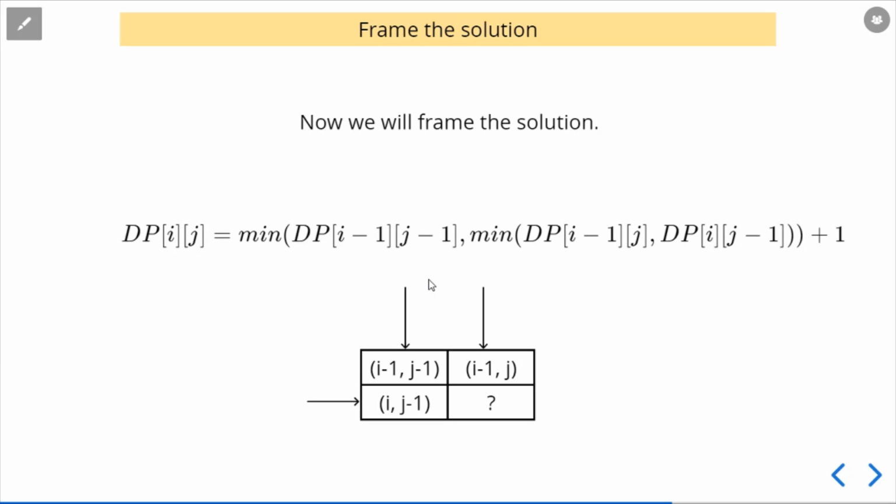So now we'll frame a DP solution. For a particular position i and j, as we have seen in the observations that we just made, we need to find the minimum of all of these 3 positions. The positions are i, j minus 1, i minus 1, j minus 1, and i minus 1, j. So we'll find the minimum of all these positions, and we'll just increment it by 1 and fill this particular position.